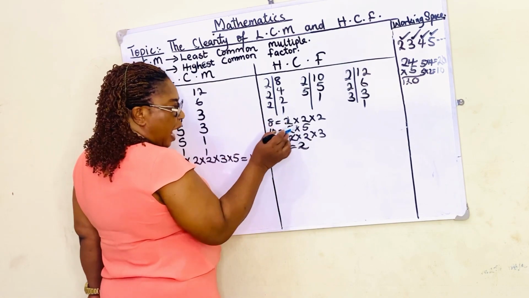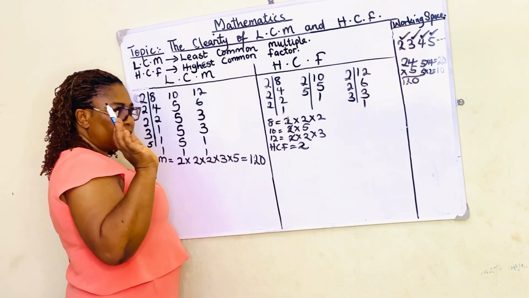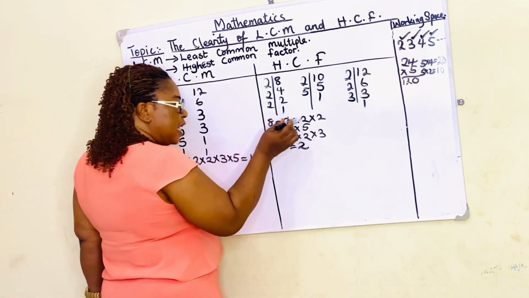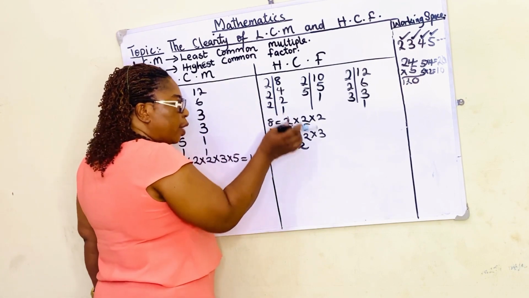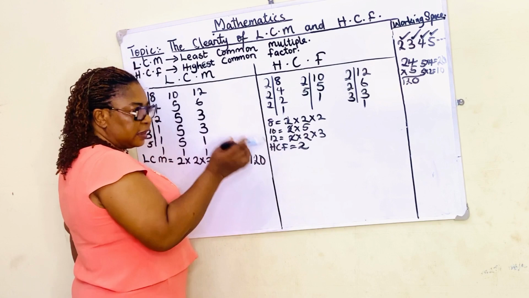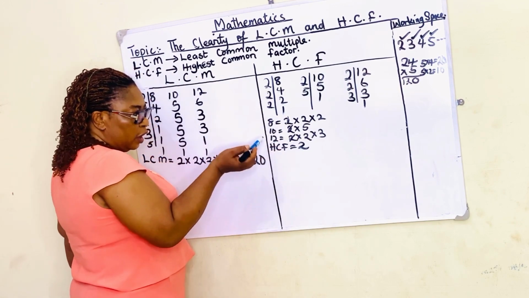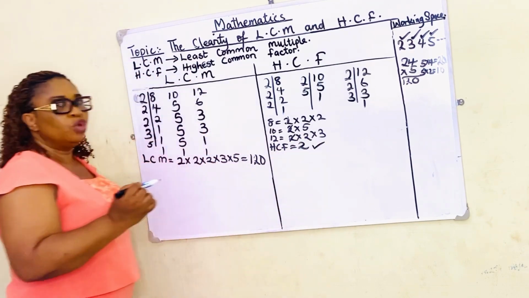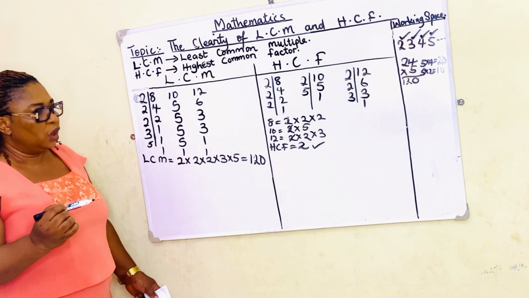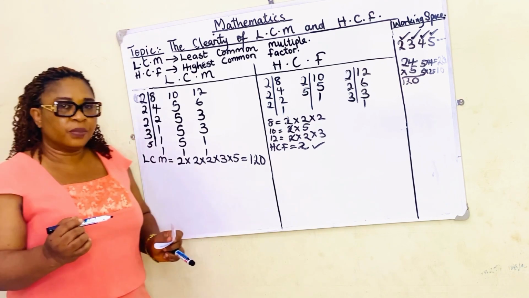I saw 2 here, I did not see 2 here, and I saw 2 here, so I cannot pick 2 again. Any number I did not see here, here, and here, I will not pick. There is no more common number in the 3 sets. So it is only 2 that is common to the 3 numbers. So the answer to the H.C.F. is what? 2. That is one example.